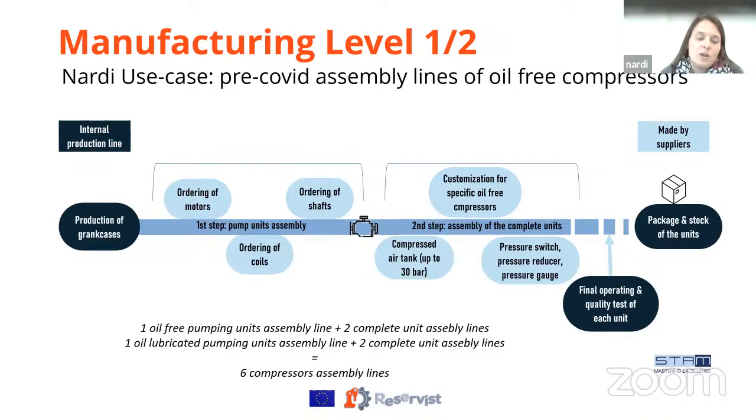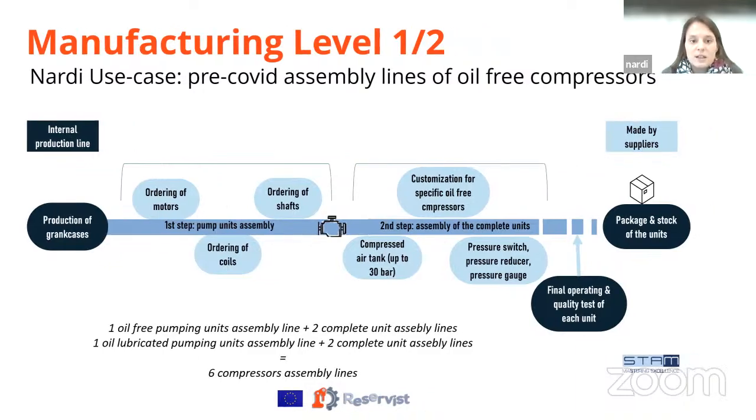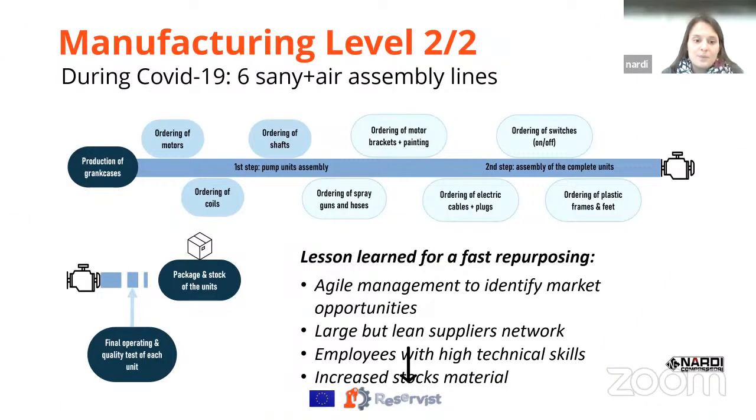At the beginning, we had only one line for assembling the pump units for this particular compressor that we use for disinfecting surfaces, and two other lines for assembling the final product. In general, we had 3 other lines dedicated to other products. With COVID, we decided to reconvert our production immediately, and we stopped the production of all the other models that we usually produce. We focused only on the Sunny Air, which is a little oilless compressor for disinfecting surfaces.